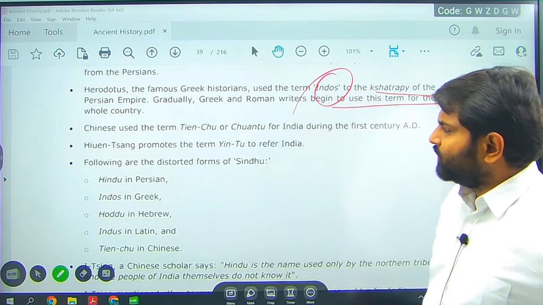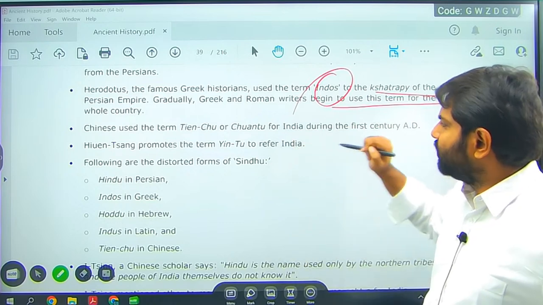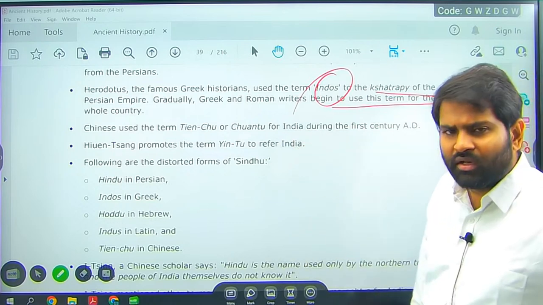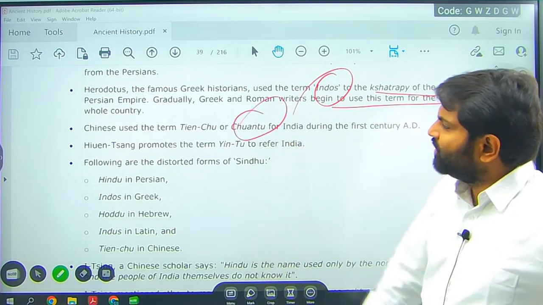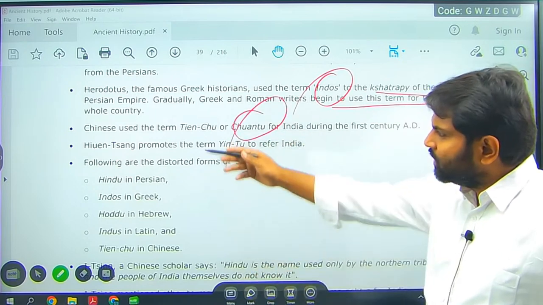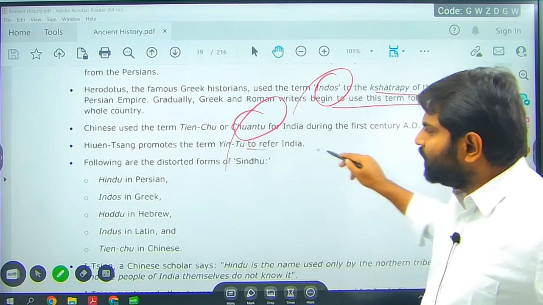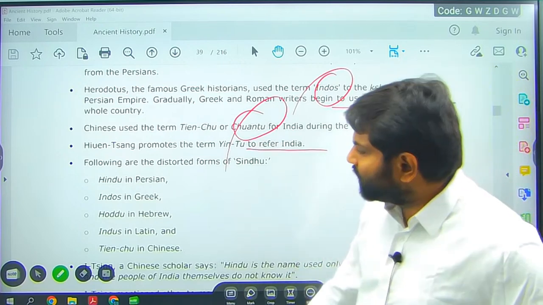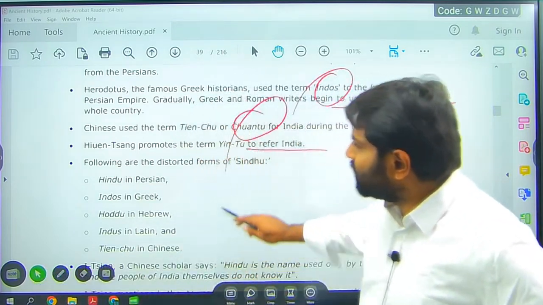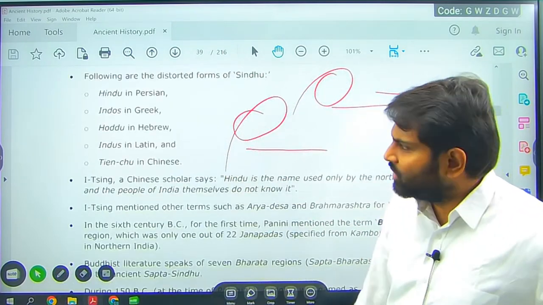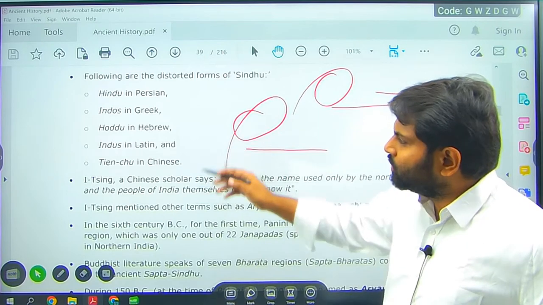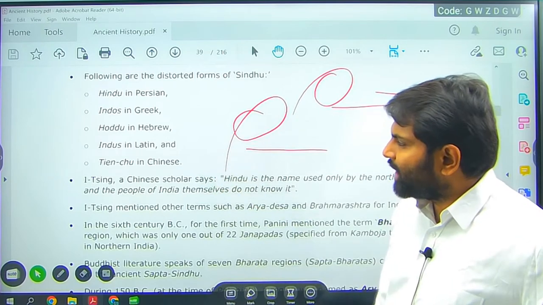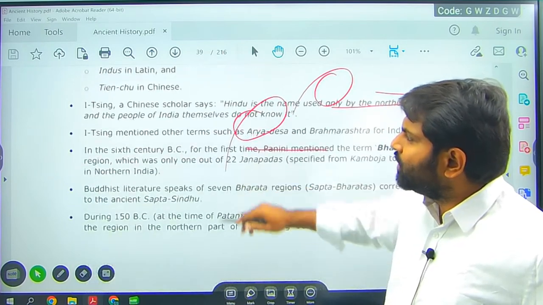Chinese used the word Tien Chu or Chuan Tu for India during the 1st century AD. This is the word they have used, Chuan Tu. Huan Sang promotes the term Ying Tu for referring to India. So the following are the distinct terms for Sindhu, which you can see clearly: Hindu in Persian, Indus in Greek, Hodu in Hebrew, Indus in Latin, Tien Chu in Chinese.